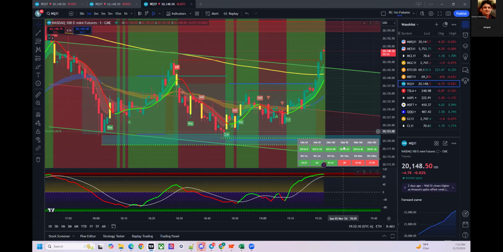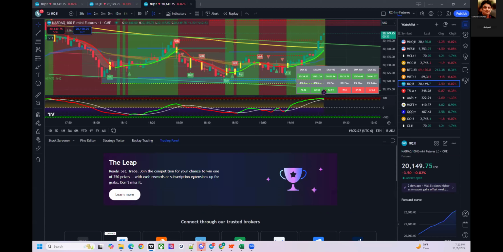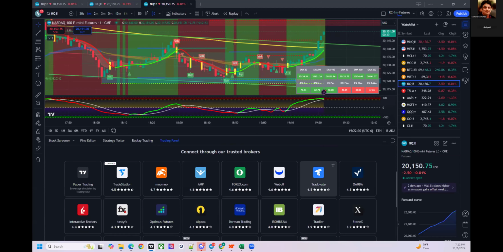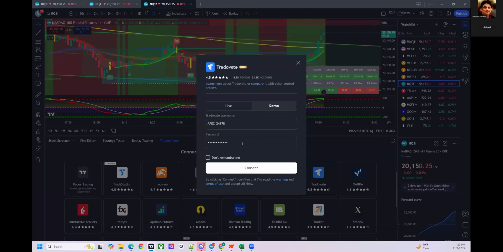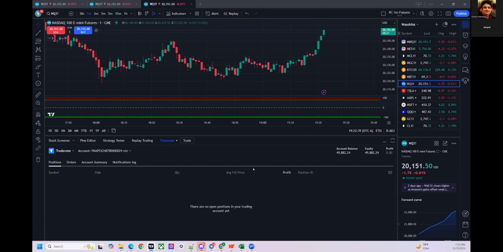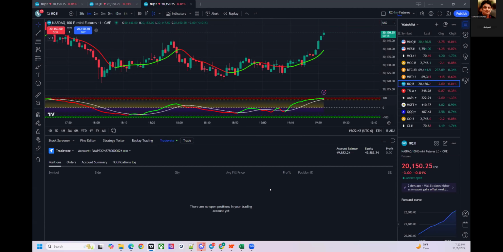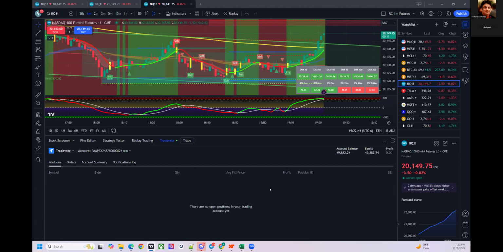Now let me help you add this Tradovate account here. Did you trade with Tradovate or Tradify? Go to the trading panel. You have Apex. Click on Tradovate, and then you have to give whatever credentials. Now you have your Apex account connected here. So if you take any trades here, they will get copied into your Apex account.